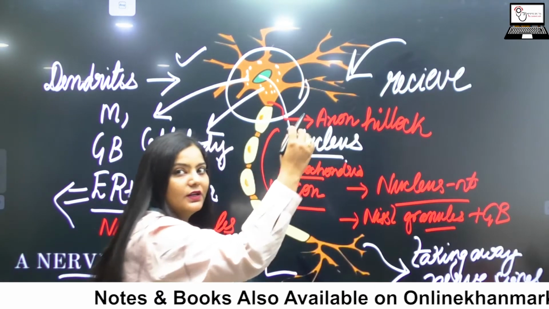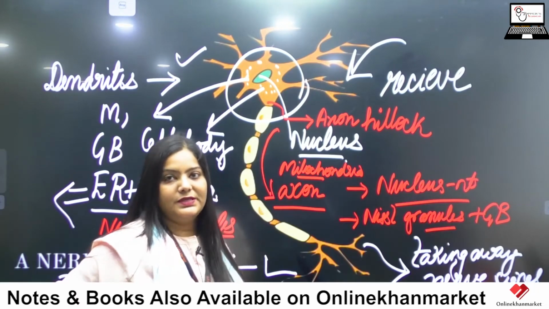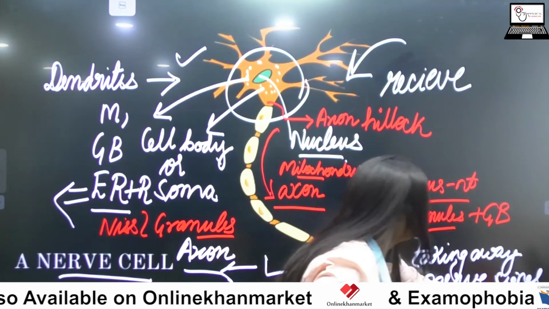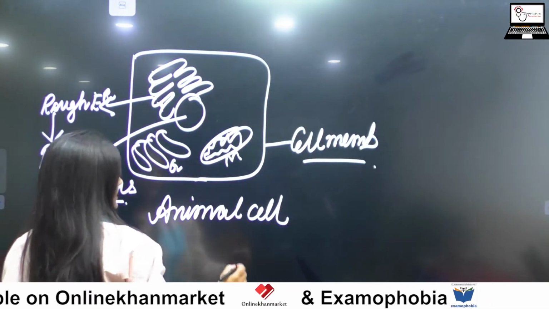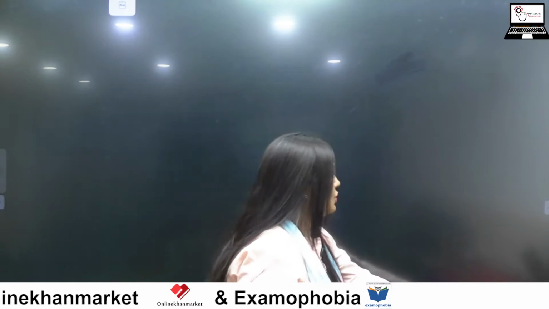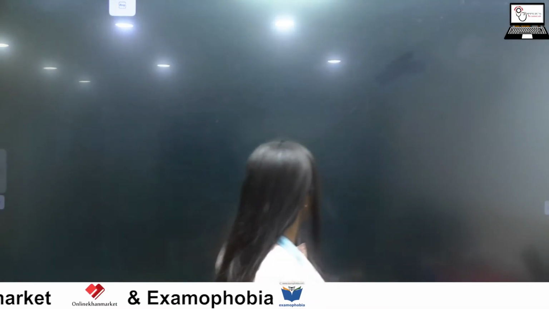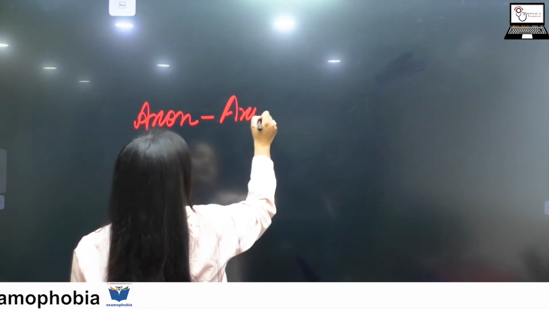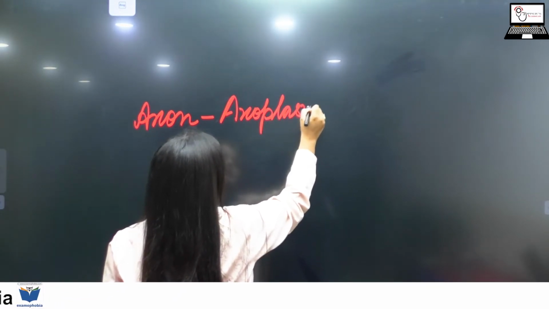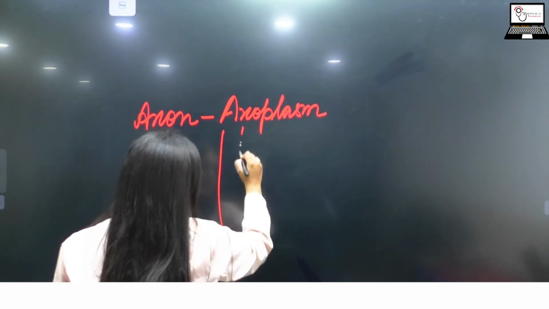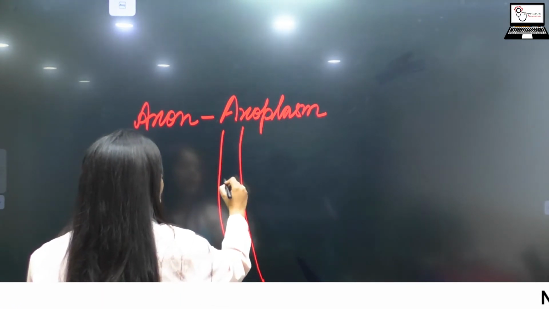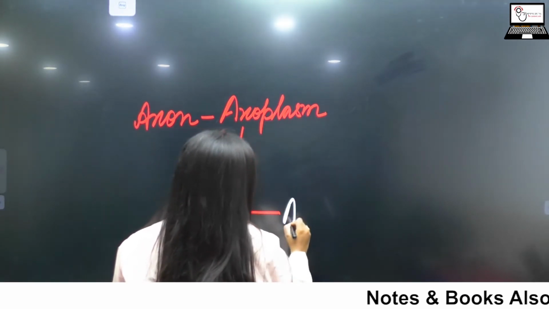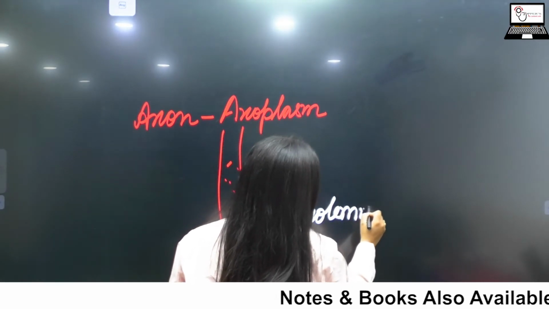And what else? Some of the neuron fibers are present in the cytoplasm of this axon. What is the cytoplasm of the axon called? The cytoplasm of the axon is called axoplasm. This axon, this axoplasm, is surrounded by a sheath. This sheath is termed axolemma.